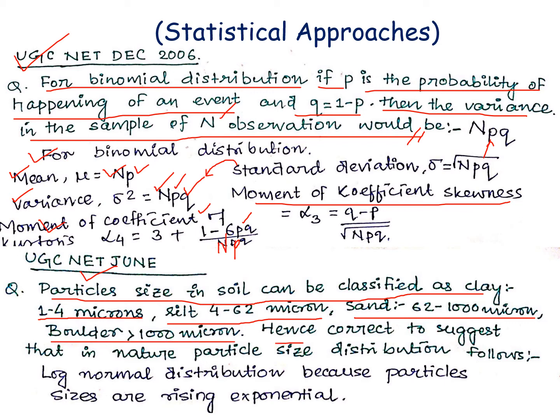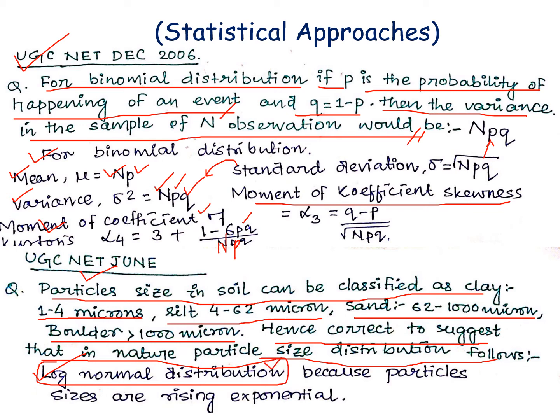Hence it is correct to say that natural particle size distribution follows the log normal distribution, as particle sizes are rising exponentially. That's why we should follow the log normal distribution curve. So this is the answer.